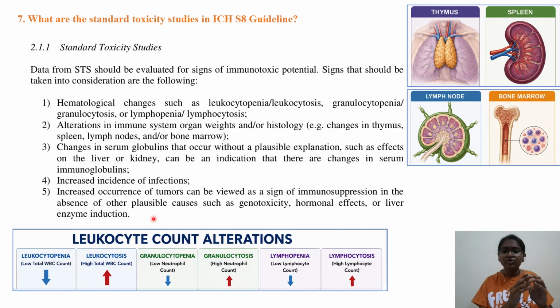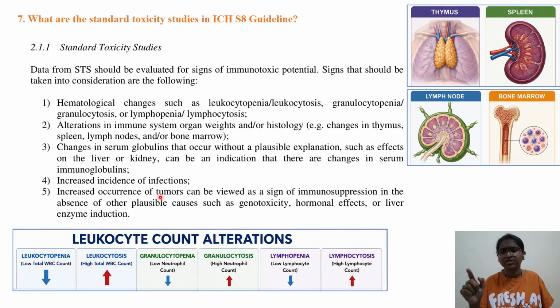If there is a formation of tumors in these repeat dose toxicology study animals, and you are not able to explain them based on gene tox, hormonal changes, or enzyme induction, then you can think that the reason might be immunosuppression. This drug is causing immunosuppression, and as a result, in animals, you have found some kind of tumors. So these are the 6 things that you have to check in the standard.